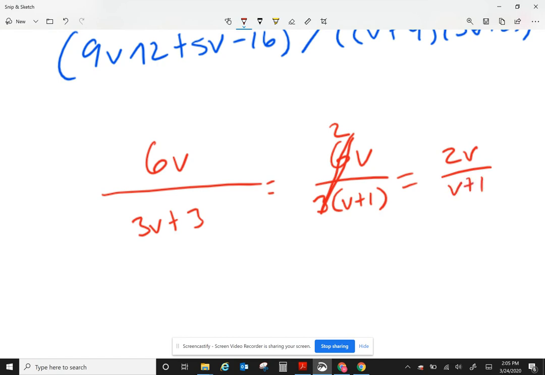Once again, on your homework, you're going to have some fractions that you can simplify. So on my LCD, in this case, if I had this on my homework, the parentheses that I'm going to have on my least common denominator is v plus 1, not 3v plus 3. The reason why is that I simplified it, and there was a factor that canceled out.